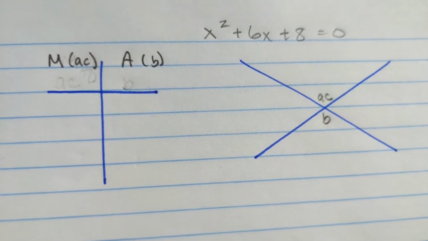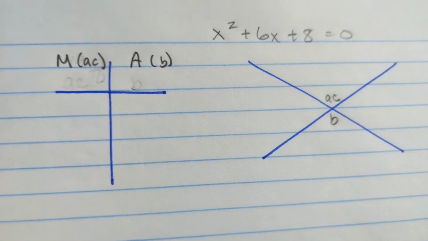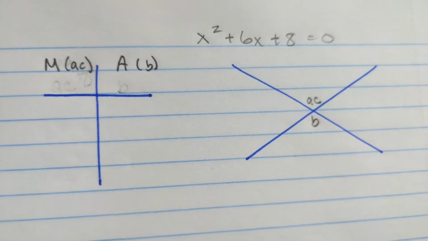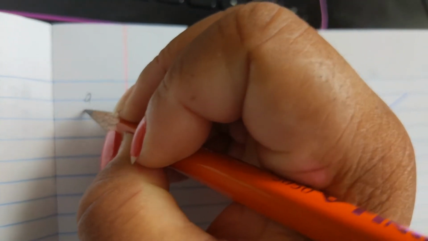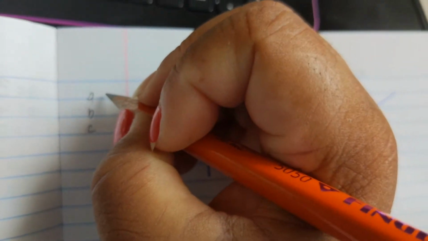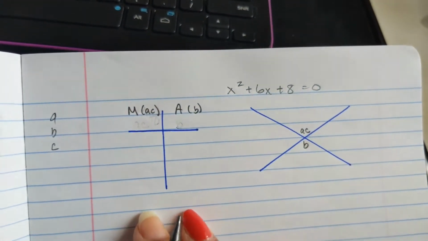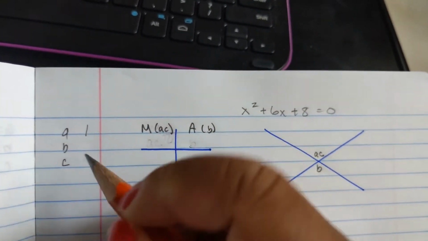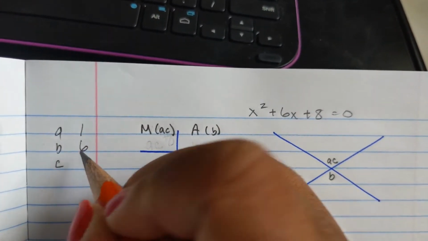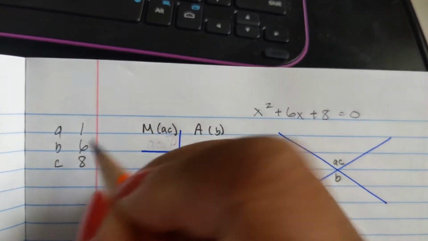The next thing that we wanted to do was, like we did in all of our other quadratic equations, identify A, B, and C. So off to the side, like I normally do, we have A, B, and C, and our A value in this equation is 1, our B value is 6, and our C value is 8.